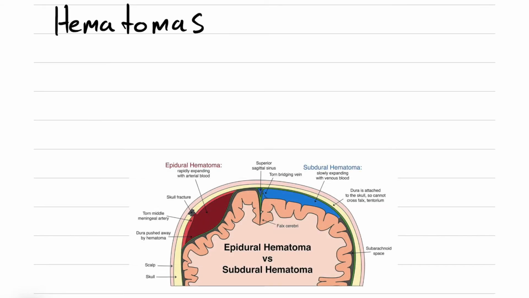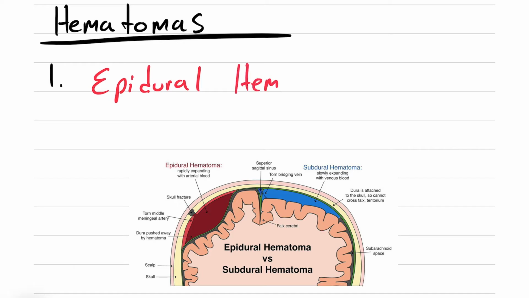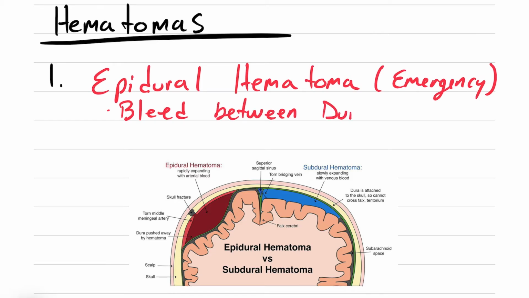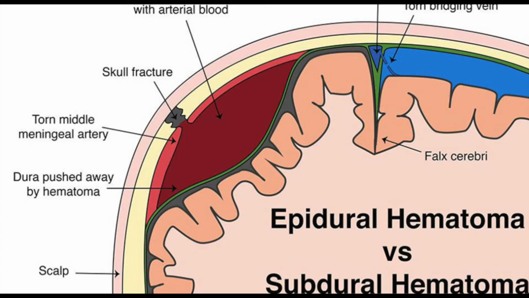The next thing I want to talk about is something called a hematoma. A hematoma is going to be a collection of blood. The first type of hematoma I want to talk about is called epidural hematoma, and this is an emergency. There's bleeding occurring between the dura mater and the skull. The patient has a rapid decline because this is arterial bleeding. Typically, this is because there's a tear in the middle meningeal artery.